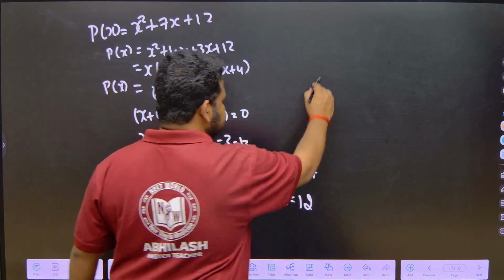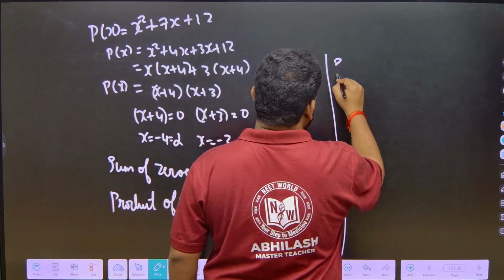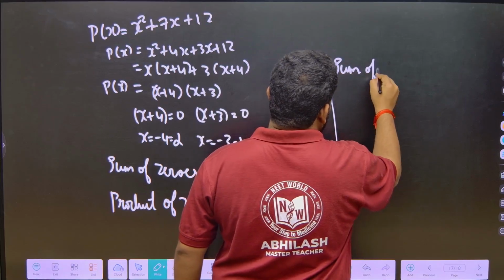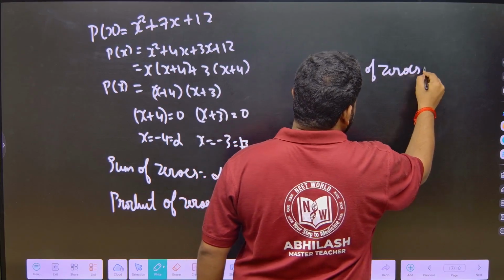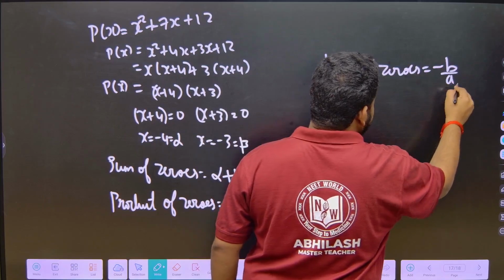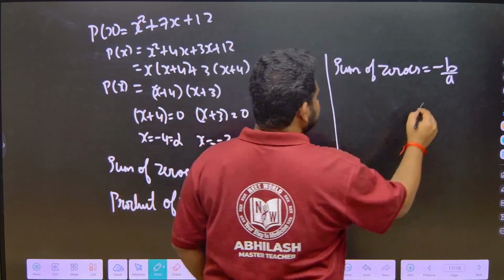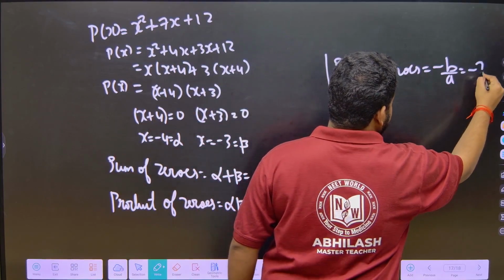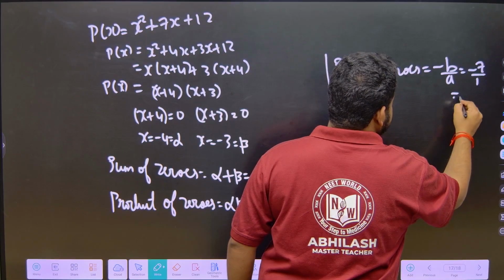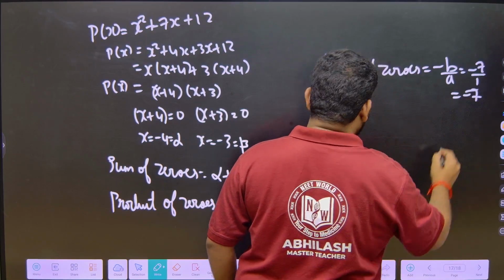Now, if I use the same thing, the sum of the zeros is nothing but equal to minus b by a. If I use the formula, that is minus b by a. Minus b is what? b is 7, so minus b is minus 7, and a is equal to 1. So the answer is nothing but minus 7. Okay. So, sum of the zeros.